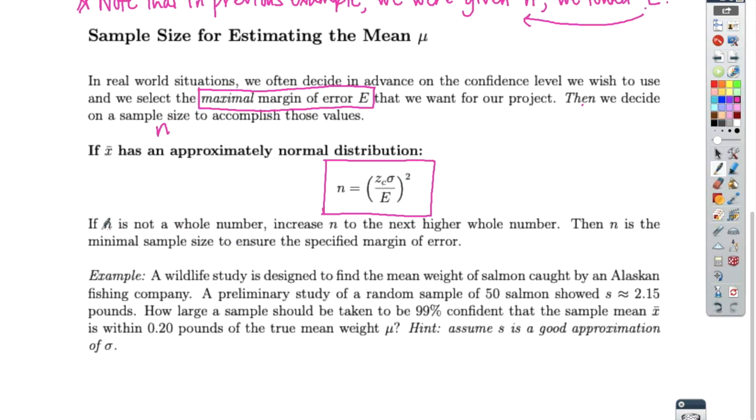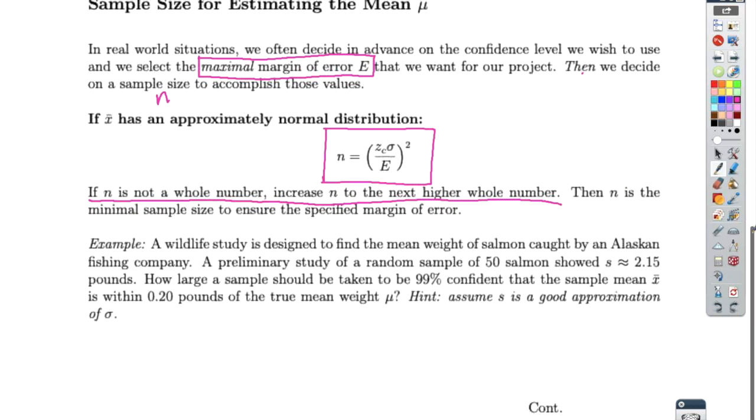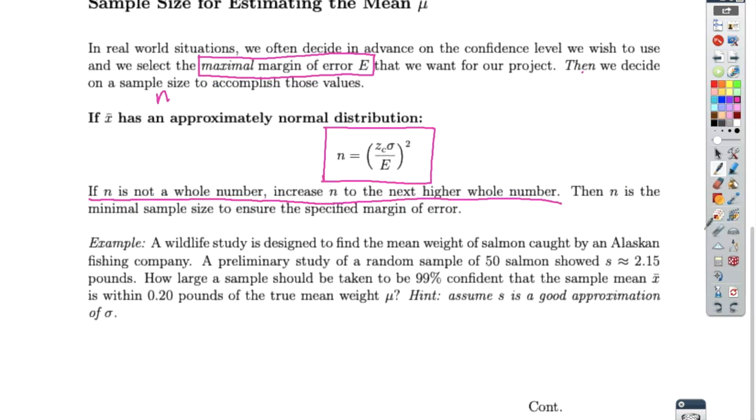A note here, if n is not a whole number, you'll increase n to the next higher whole number, because n is a sample size. So if I get, say, 15.2, well, it doesn't make sense to say just give out 15.2 surveys. So I'll always bump that up to the next higher whole number, even if it would round down like 15.2. I'm not going to round it down to 15. I'm always going to bump it up to the next highest number.